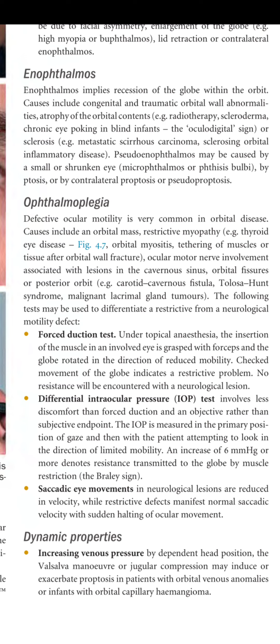The IOP is measured in the primary position of the gaze and then with the patient attempting to look in the direction of limited mobility. An increase of 6 millimeter mercury or more denotes resistance transmitted to the globe by muscle restriction, the Braille sign. Saccadic eye movements in neurological lesions are reduced in velocity, while the restrictive defect manifests normal saccadic velocity with the sudden halting of the ocular movements.